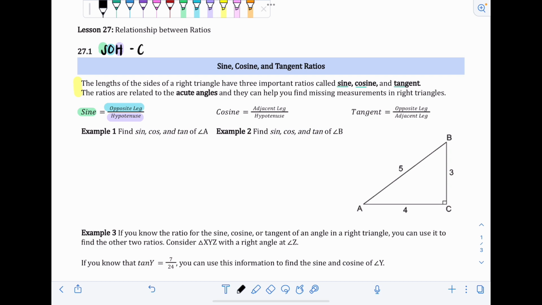And then the second part is CAH, and that is that cosine is the adjacent leg over the hypotenuse, so A over H. So CAH is cosine is adjacent over hypotenuse, and then the last part is TOA. And that's T for tangent is the opposite leg O over the adjacent leg A. So TOA is tangent is opposite over adjacent, and then altogether it's SOHCAHTOA.